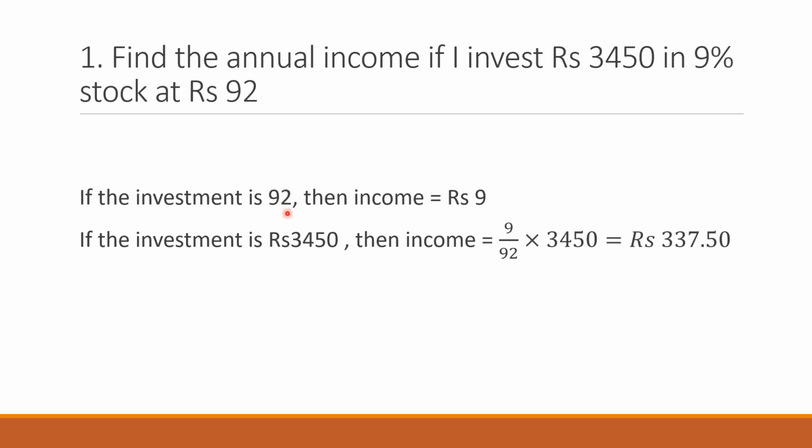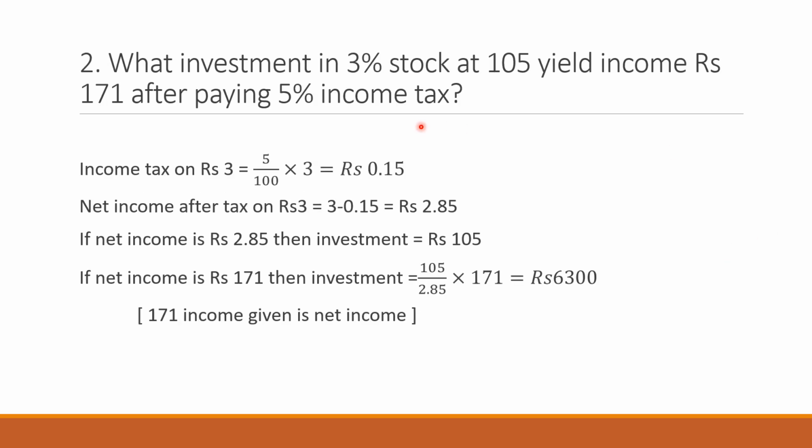If the investment is 92, the income is rupees 9, and if the investment is rupees 3450, then income will be 9 upon 92 into 3450. Simple unitary method application is here, and your answer is rupees 337.50. Next question. What investment in 3% stock at 105 yields income rupees 171 after paying 5% income tax?